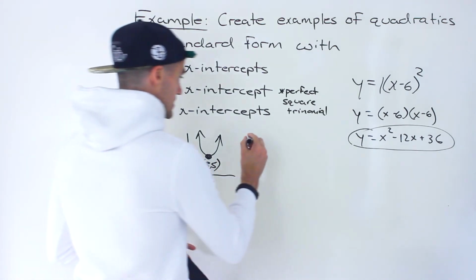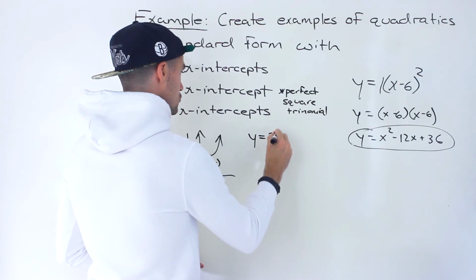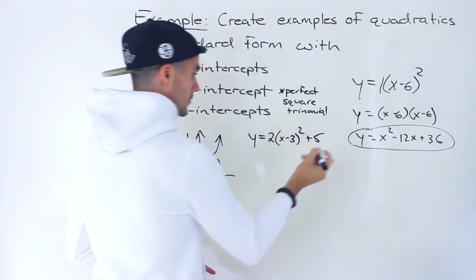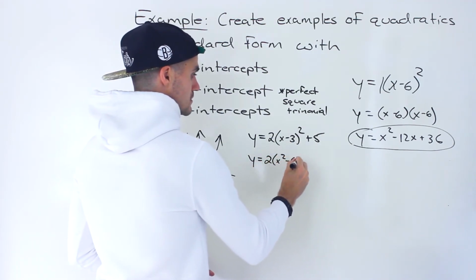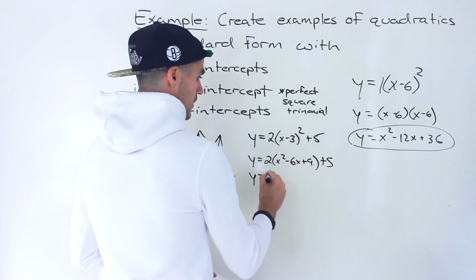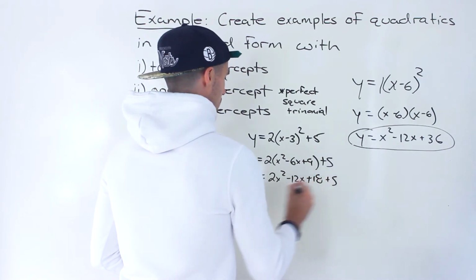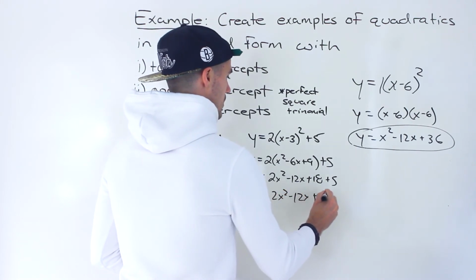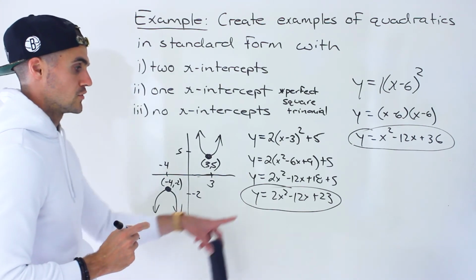So for example, for this one, we can go y equals, let's pick a positive a value, let's say 2, and then we'd have (x - 3) squared + 5. So we put it in vertex form, and then I would expand all of this, because we have to get it in standard form, right? So it would be 2x squared - 12x + 18 + 5. Those are like terms at the end, 23. So here is an example of a quadratic in standard form that would have no x-intercepts.